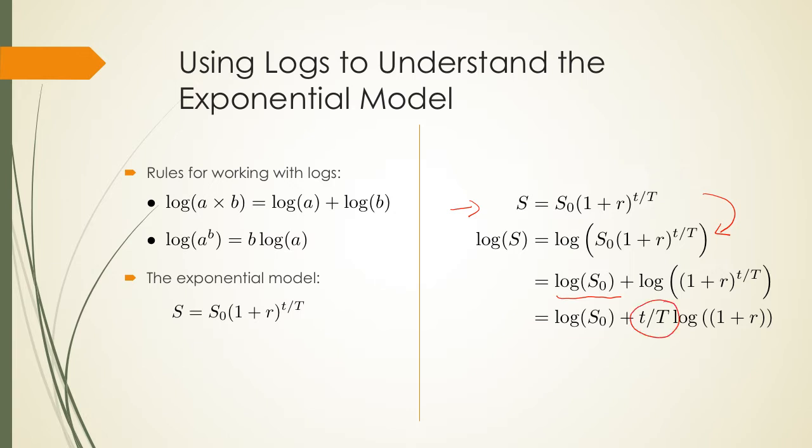This equation looks complicated, but keep in mind that S0, big T, and R are all fixed values in a given scenario. What this means is we've written log S as a linear equation in terms of t. That is, you can think of this as an equation of the form b plus mt. Here, b, the intercept, is going to be log of S0, and then m, the slope, will be this entire piece.